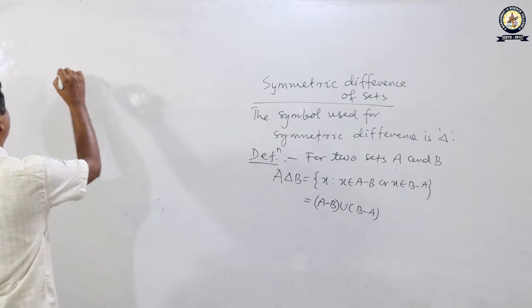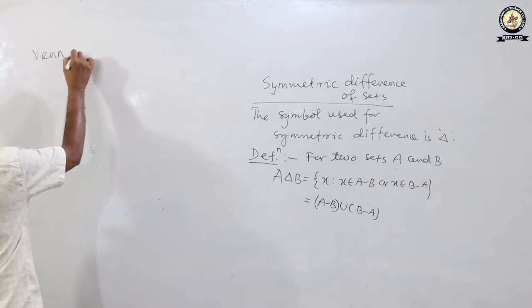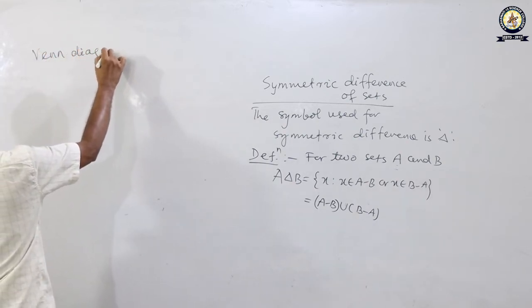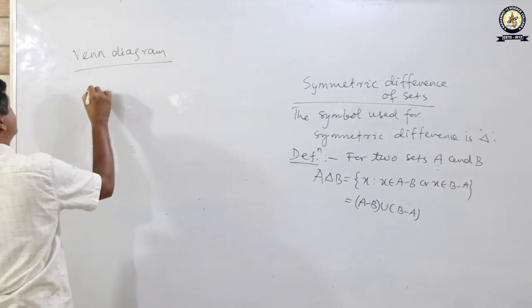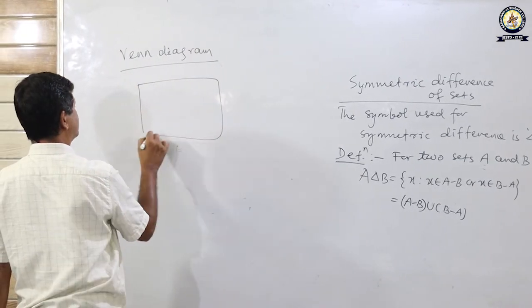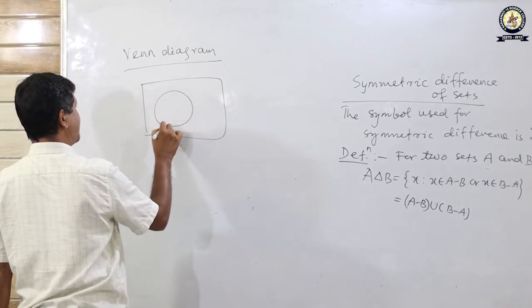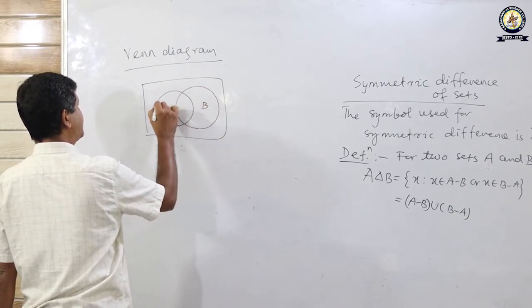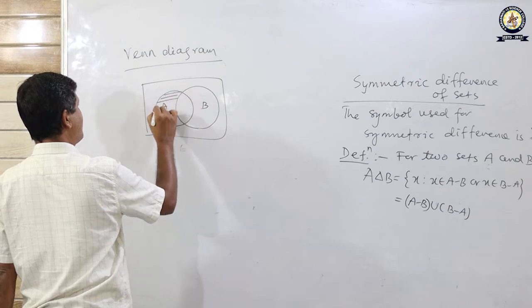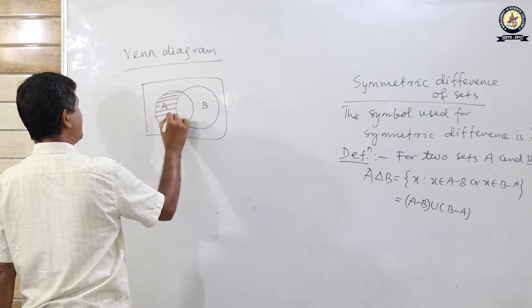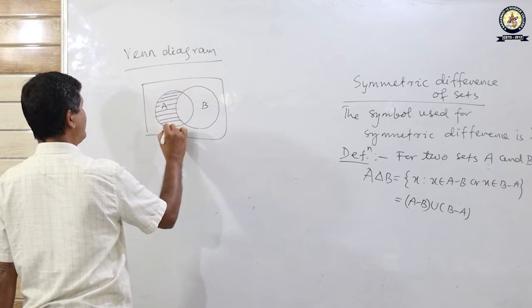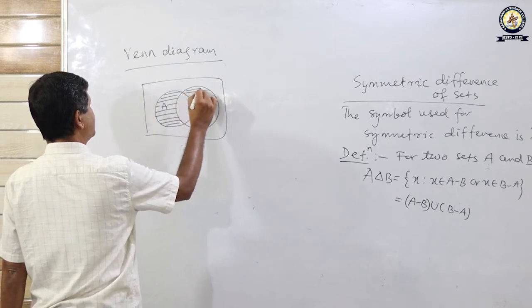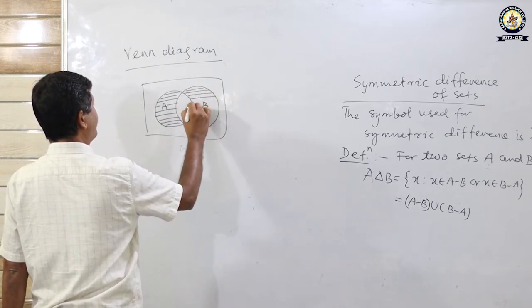Come to its Venn diagram. This is A set, this is B set, and this part is A difference B, and this part is B difference A.